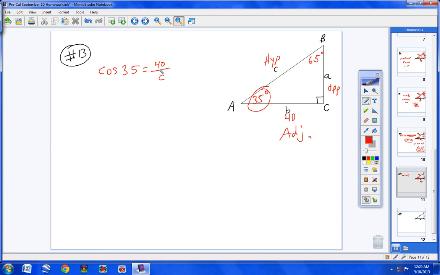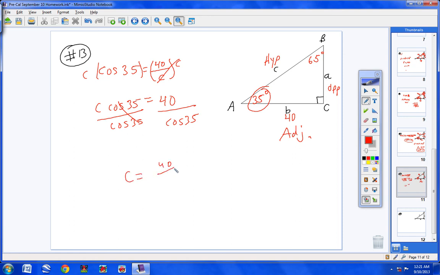Now, I don't want this fraction right here, so I'm going to multiply one side by c, the bottom of the fraction, and multiply the other side by c. These cancel, and you're left with 40. Over here, you're left with c cosine 35. Now, notice the c and the cosine are multiplying, so the best way to get c by itself is divide both sides by cosine of 35. Very good. So now I'm left with c equals 40 over cosine of 35 degrees.